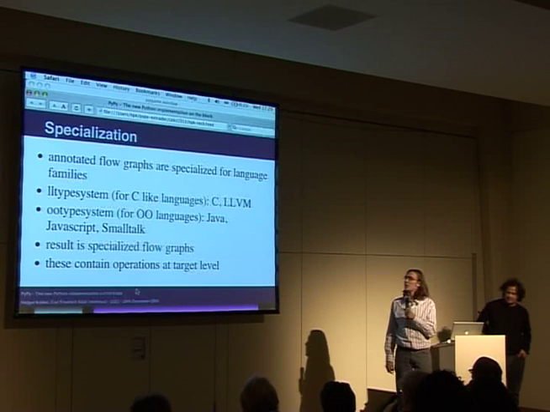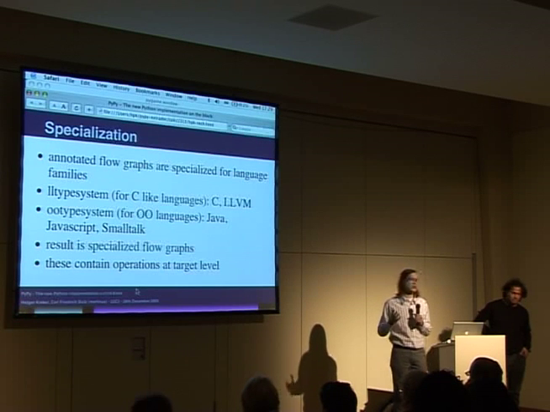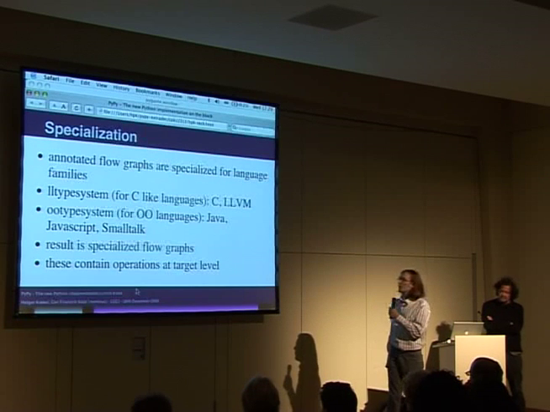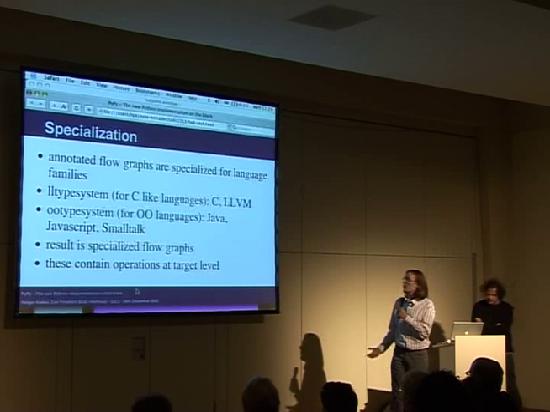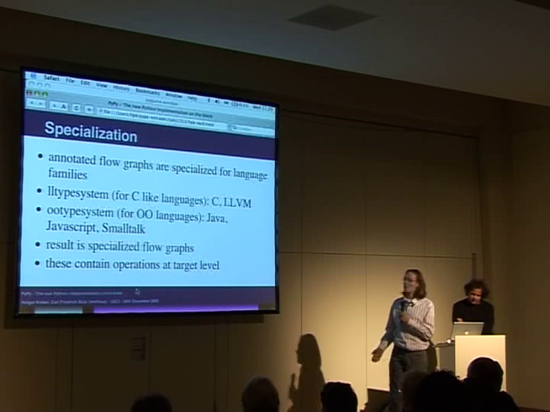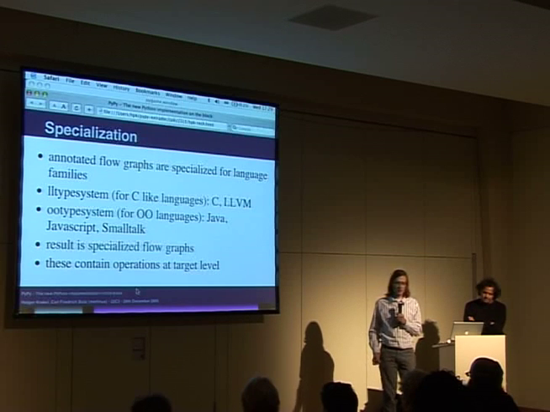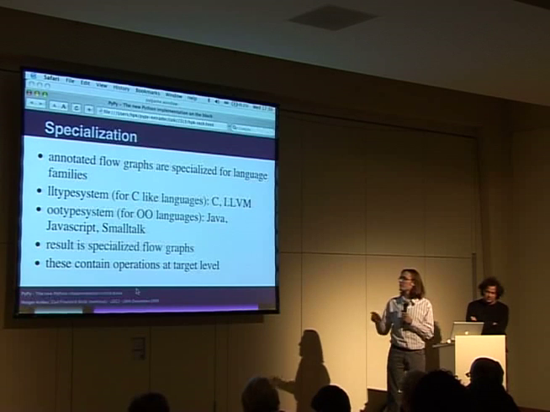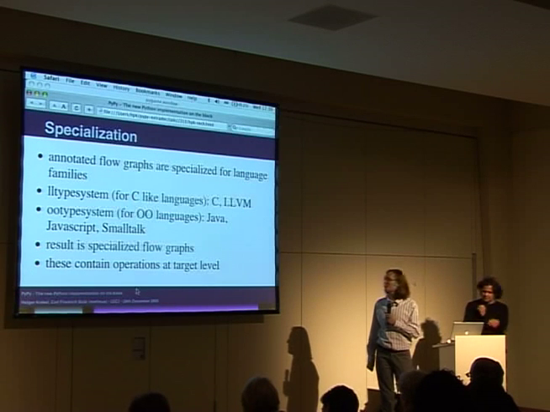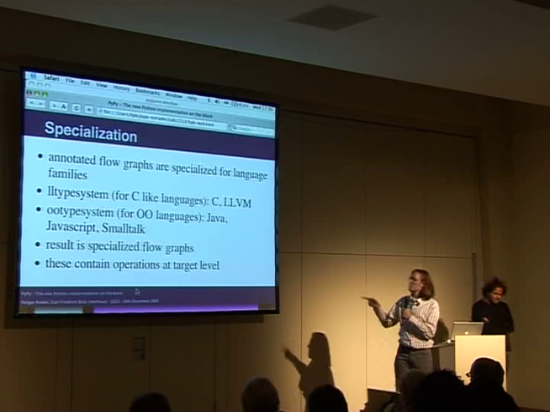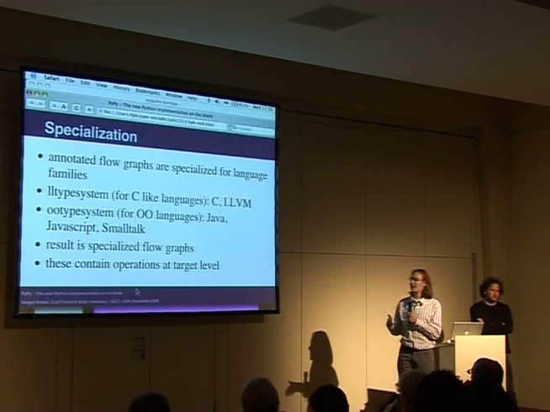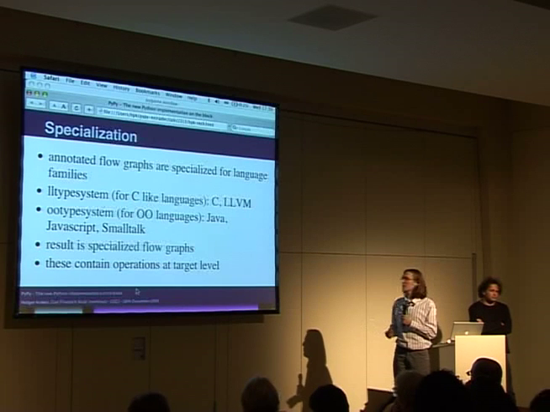It's a very interesting project too. And the LL type system contains types such as structures and arrays and pointers and function pointers and the usual stuff that you find in C. And then we have the OO type system to target object-oriented languages like Java and JavaScript, Smalltalk. The idea there is that you have classes and instances and you can call methods and all that usual stuff. And after this specialization step, you have specialized flow graphs that contain only operations that fit the backend, like fit C, for example.